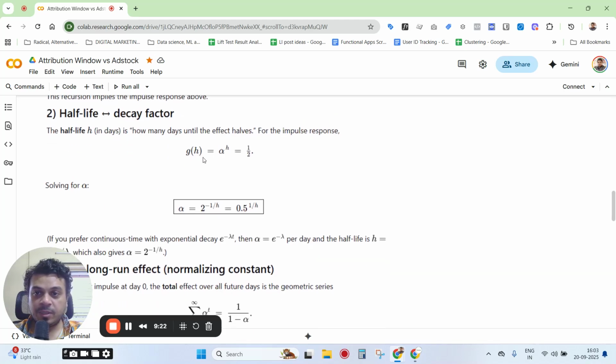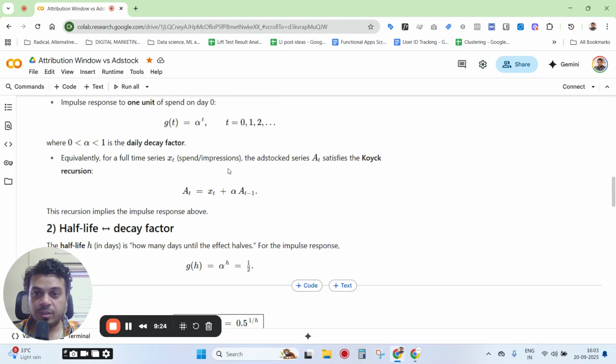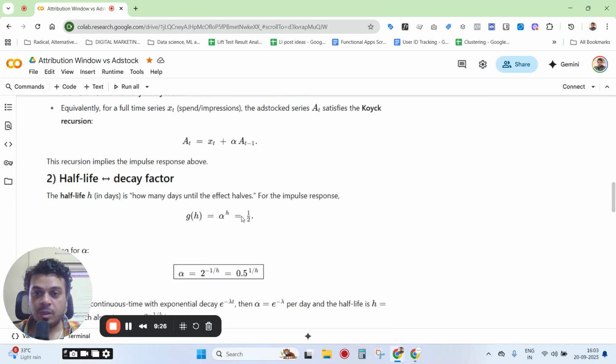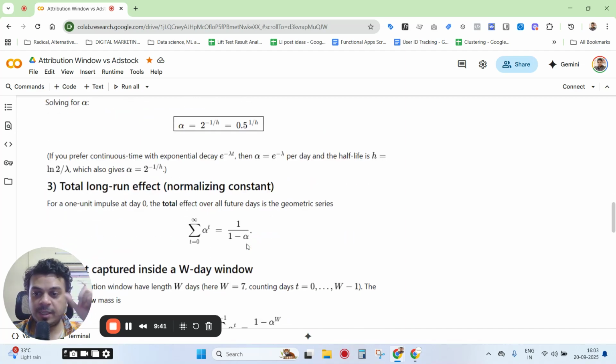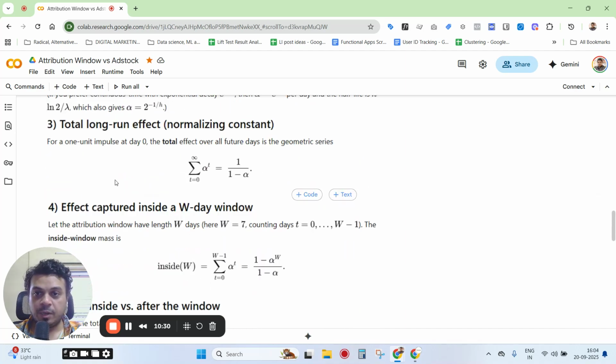Next comes the half-life or decay factor, just to understand how half-life and this alpha are related. It's nothing but alpha to the power h is half, which gives us that alpha is nothing but 2 to the power minus 1 by h, meaning it's 0.5 to the power 1 by h. That's basically the relationship.